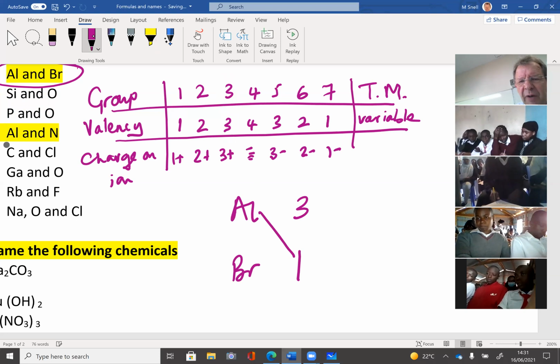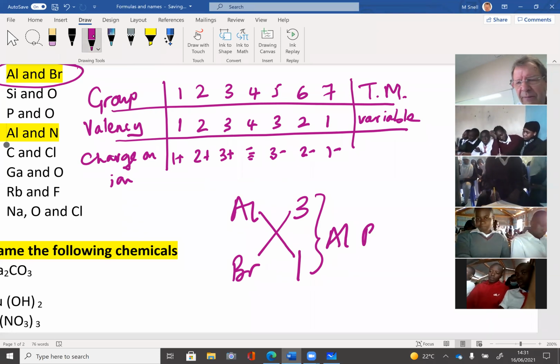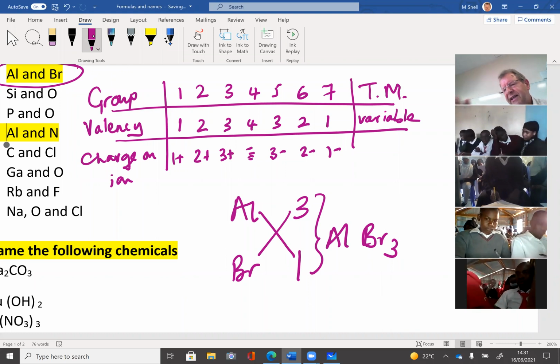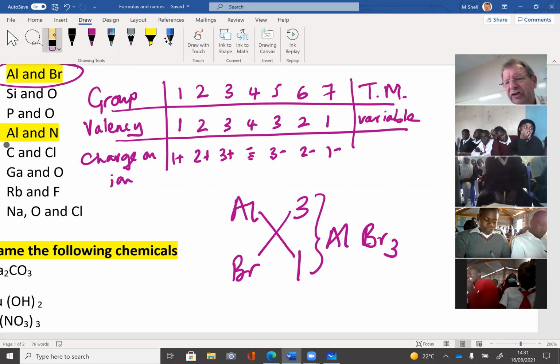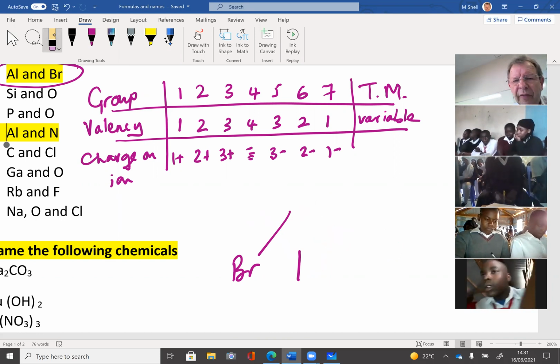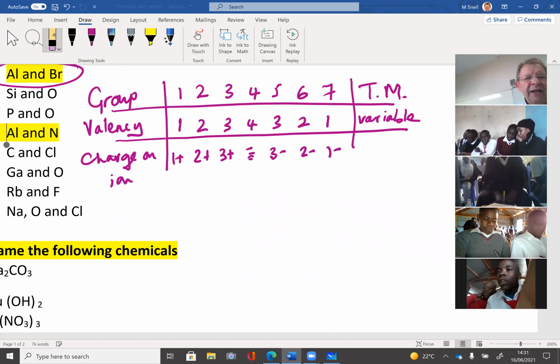I then cross them over, and it becomes Al. I follow the lines, Al1, Br3. Okay, easy. Now there is a slight change to that some of the time. I will show you the slight change, and then you will have a go at some yourself. So that's how we did aluminium bromide.